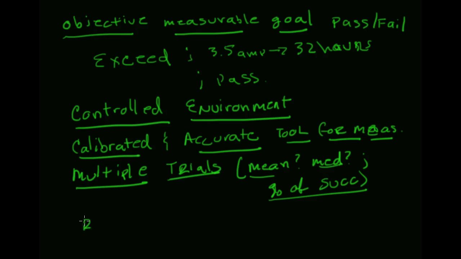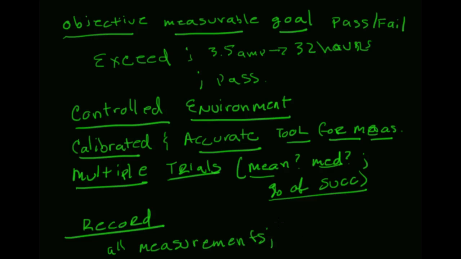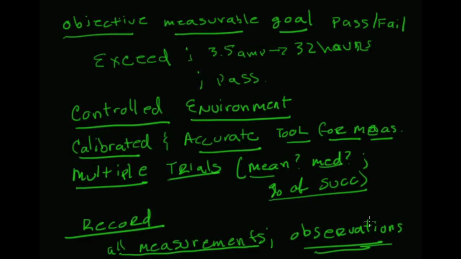And finally, we have to record the results. You want to record all of the data from all of the trials, so you want to record all measurements. But you also want to record any other non-measurement observations that you have during the testing. The measurements will tell you whether or not you are moving closer or further from solving your problem. The observations will allow you to make a determination as to why those measurements are changing, so they can start informing your redesign process.